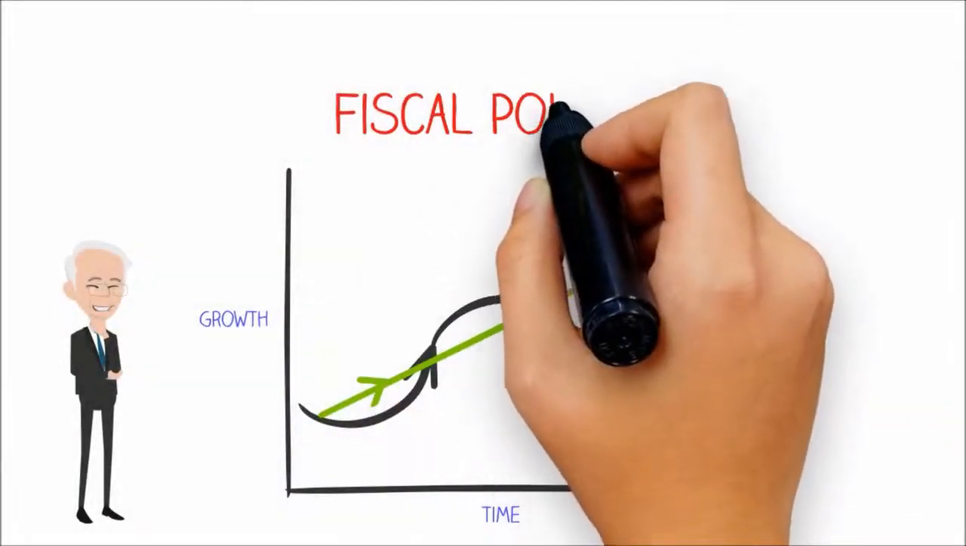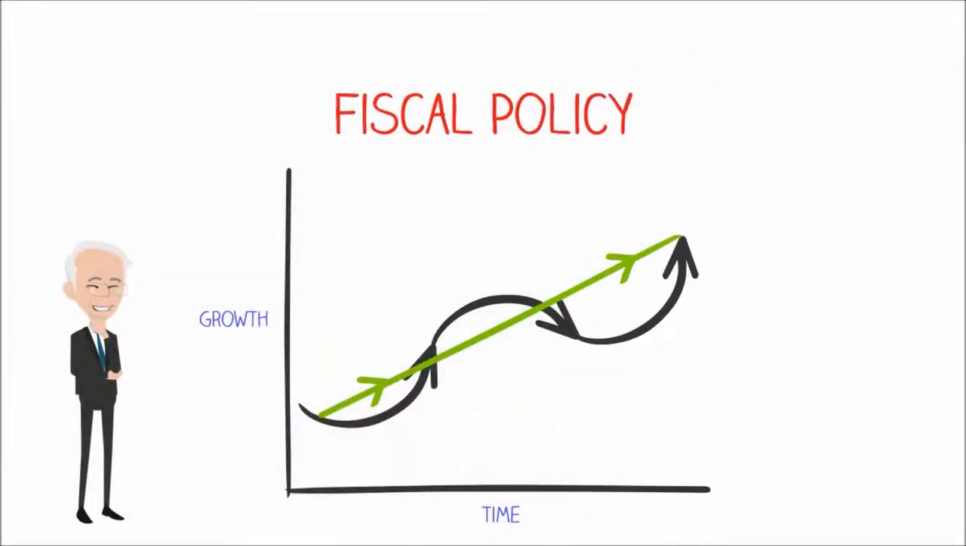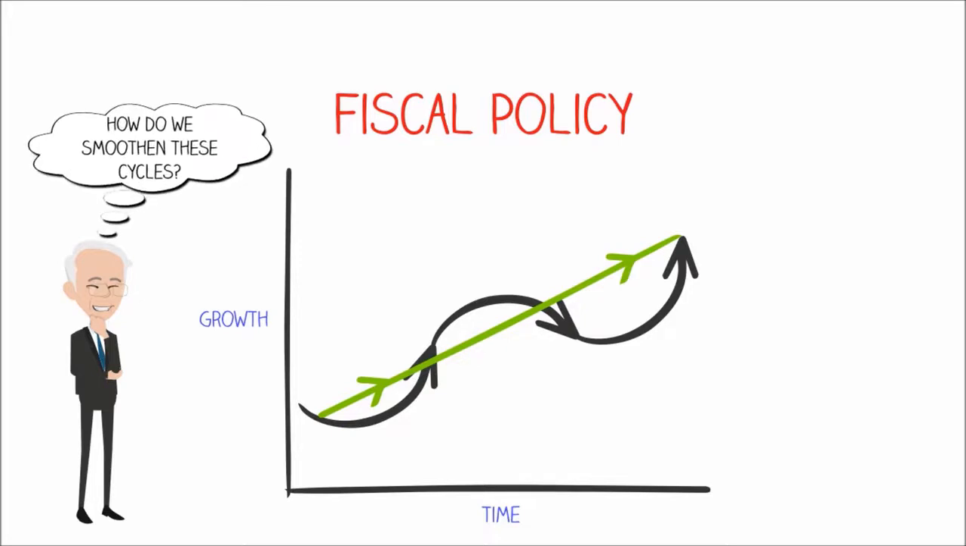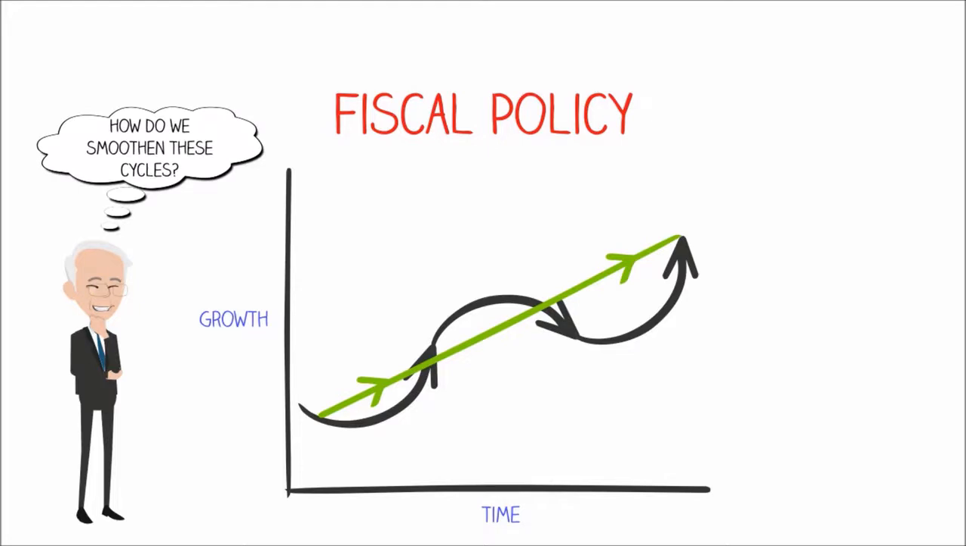In the last topic, we looked at how the economy can swing between booms and busts over periods of time. Now we're going to have a look at how the government gets involved in the economy to smoothen these cycles and to meet certain economic objectives.